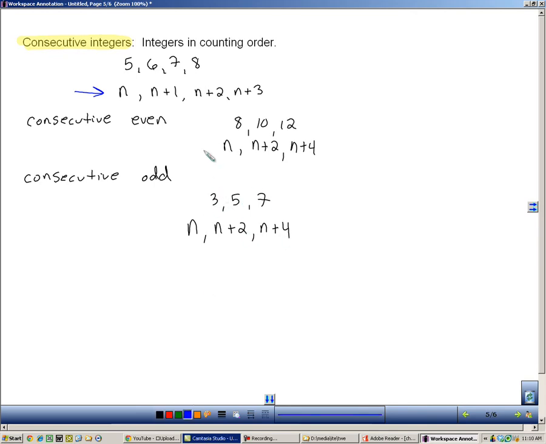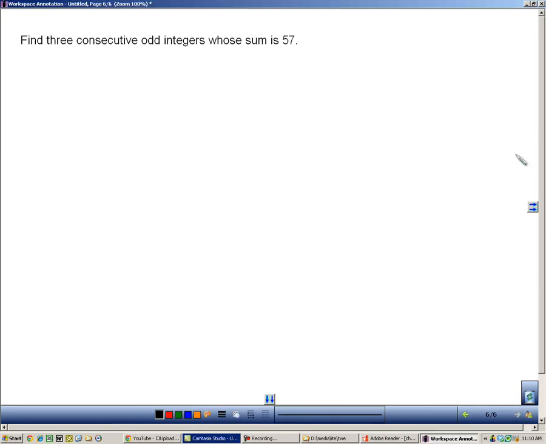So what I want you to notice here is when you don't know what the consecutive integers are, if they're just consecutive, you call them n, n plus 1, n plus 2, n plus 3, but if they're even or odd, you reference them with an n plus 2, and an n plus 4, and then so on. Now that's important for this next example.